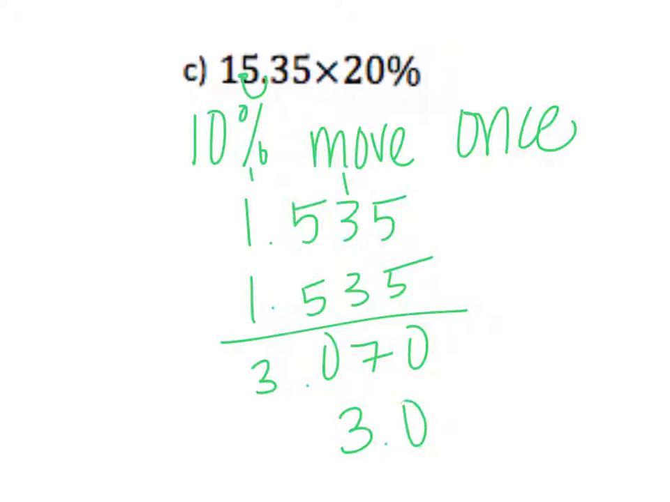So $3.07 is what you should be tipping on a bill that's $15.35. Okay, that's my favorite trick. I use this all the time when I go out to eat. Move it over once and multiply it by 2.